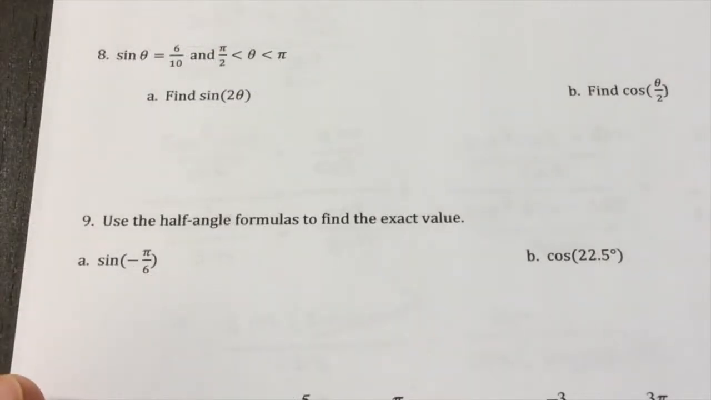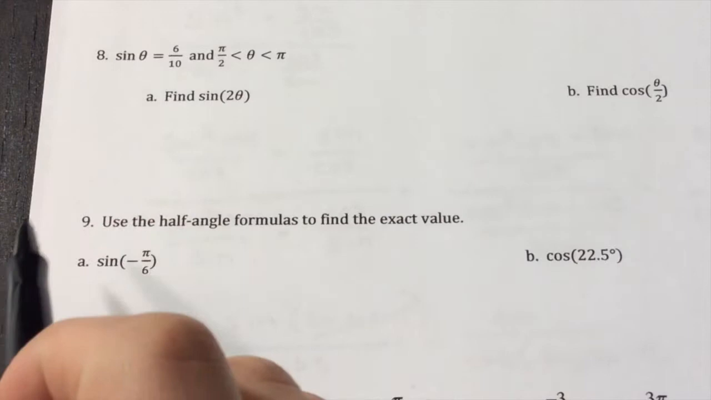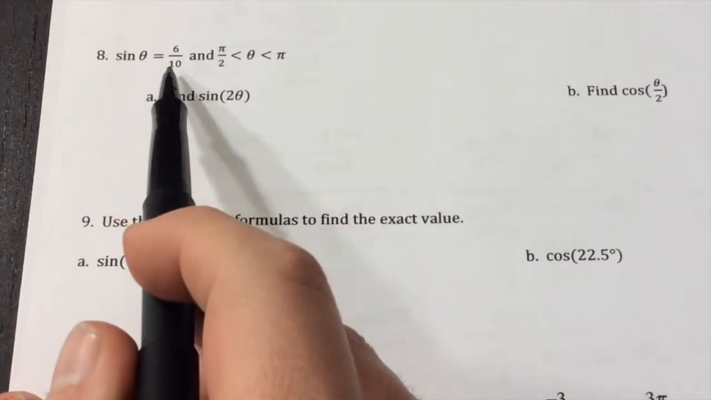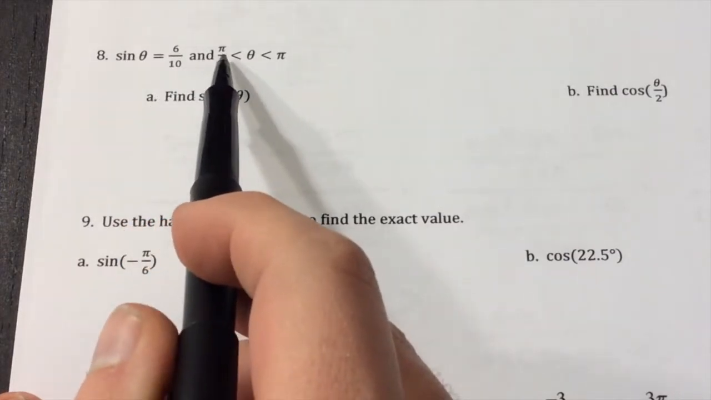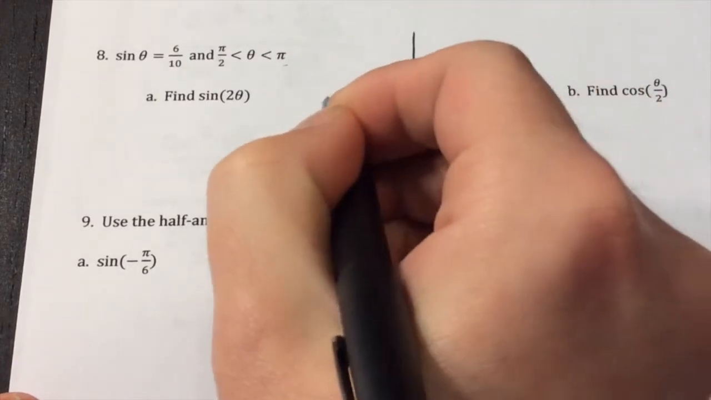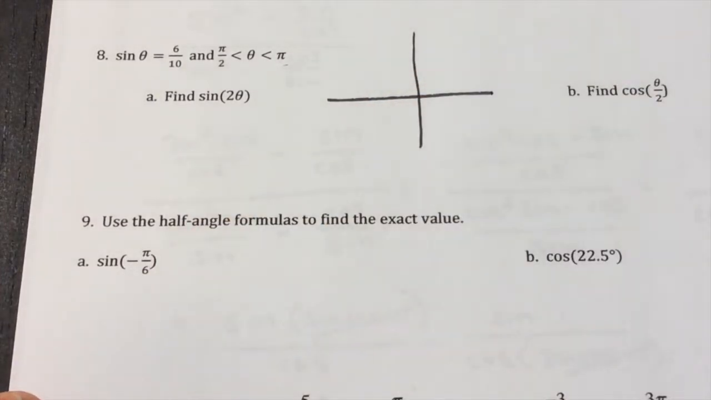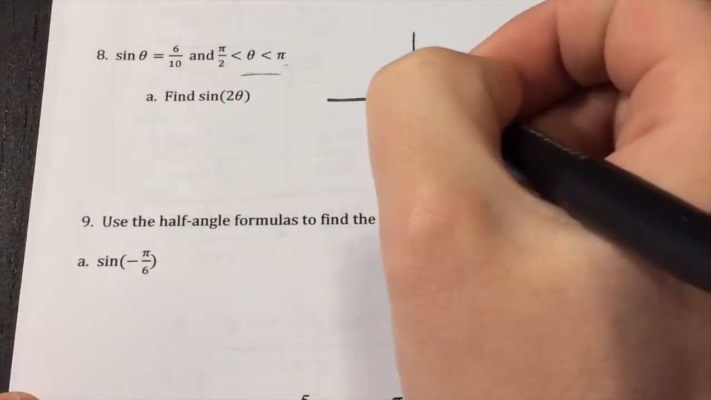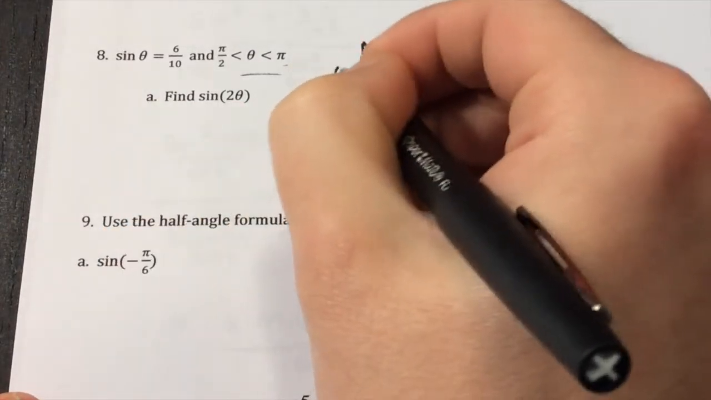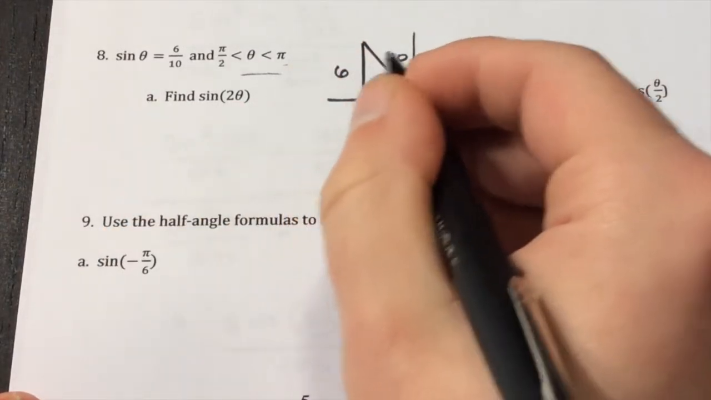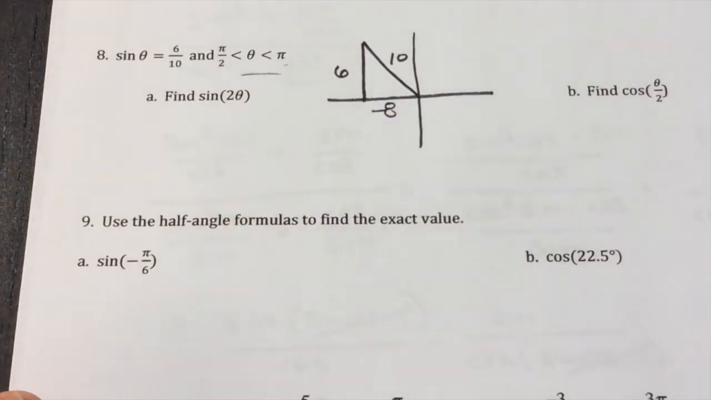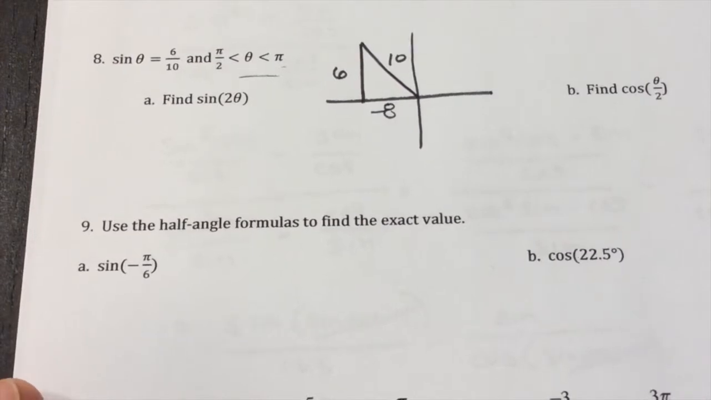So on the second page, we see that, starting with number 8, we're given the sine of an angle, we're given a trig ratio, so sine theta equals 6 over 10, and theta is between pi over 2 and pi. So whenever you're given something like this, you need to draw a picture of a right triangle. This gives us the second quadrant. Sine is 6 over 10, so this is a 6, blank, 10 right triangle, so that side's negative 8. You can always do the Pythagorean theorem to double check.